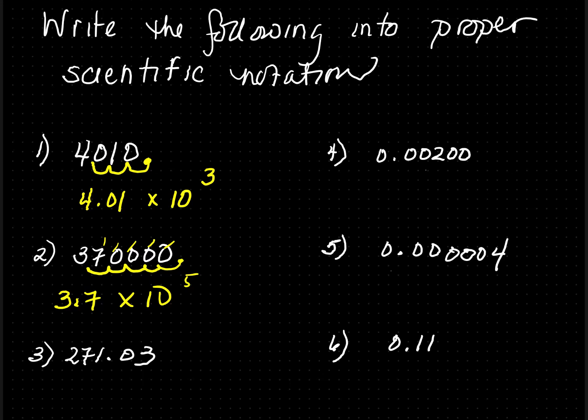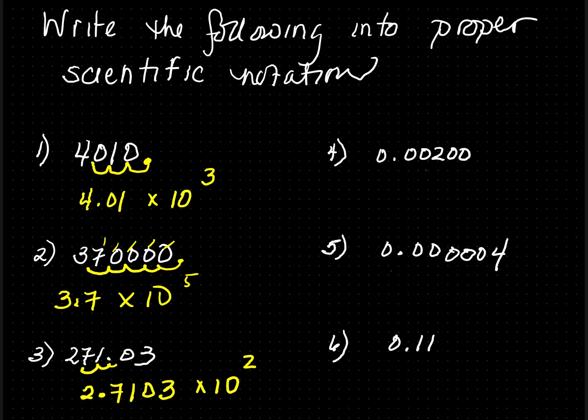On number 3, the decimal is provided for you, but this is not proper, so I need to move the decimal to the left until I have one digit to the left of the decimal. 1, 2. So my answer becomes 2.7103 times 10. I moved it twice. It is a 2, and it's positive because it's a large number.